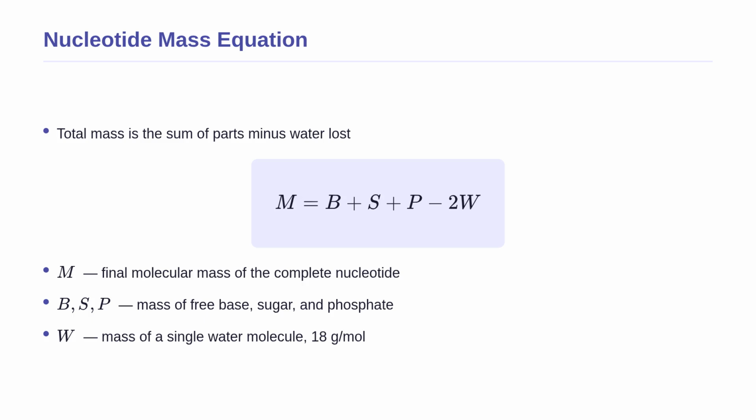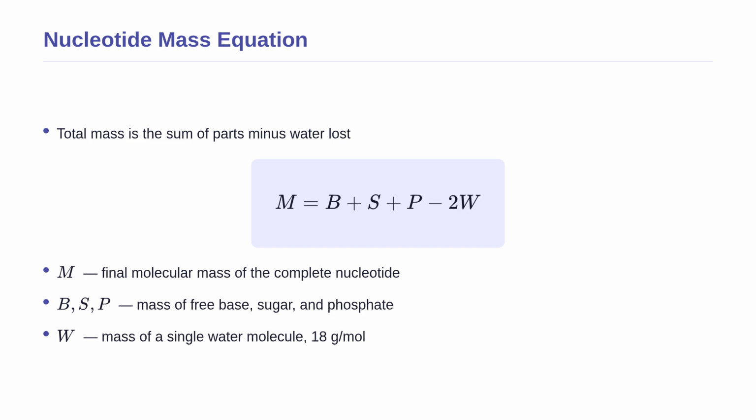This chemical process can be expressed mathematically with the mass condensation formula. The formula is M equals B plus S plus P minus 2W. Let us break down these symbols. M represents the final molecular mass of the complete nucleotide. B, S, and P represent the individual masses of the free base, sugar, and phosphate group.